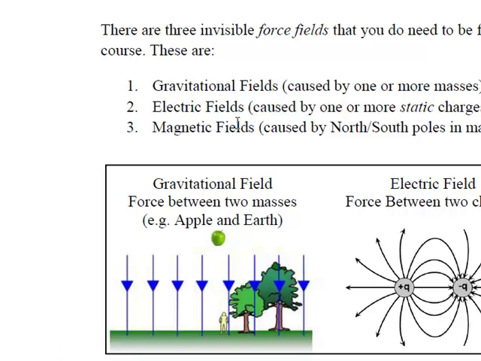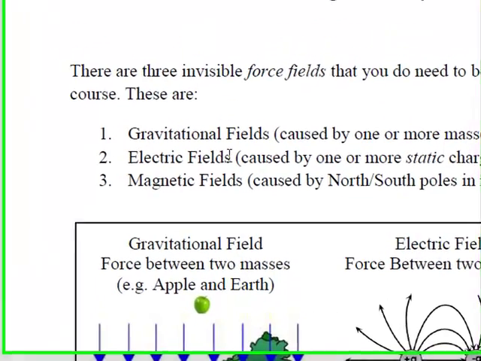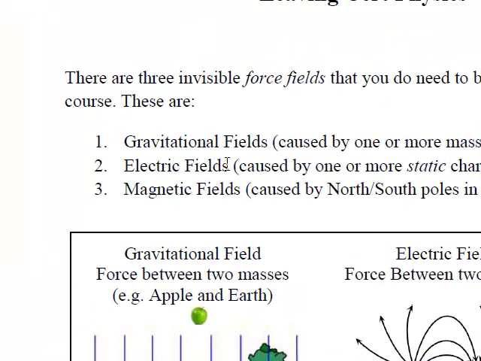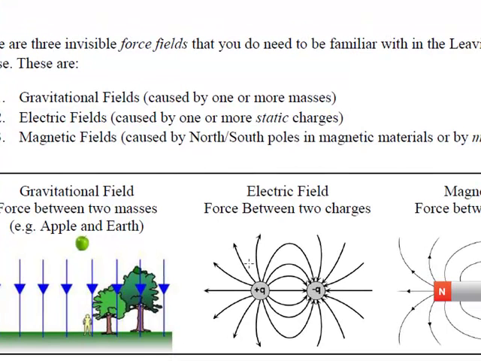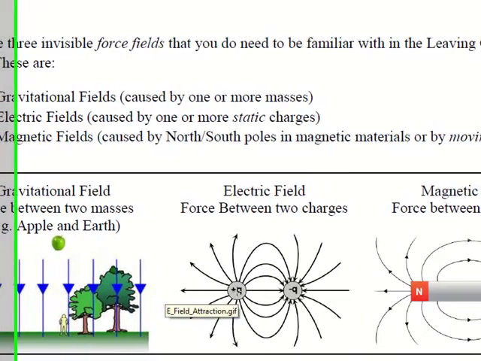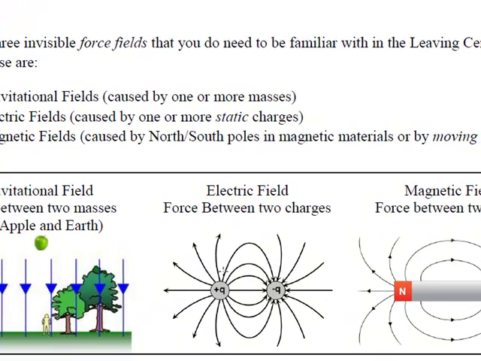And the second field we're going to look at is the electric field, and electric fields are always caused by static charges. And again, this is what it might look like if you could see the field. If you saw, for example, a plus charge and a minus charge here, you would see field lines coming out curved in this fashion here.